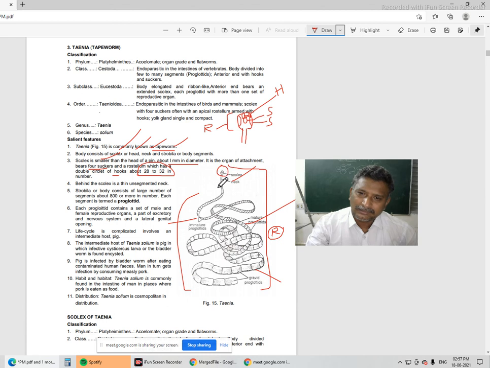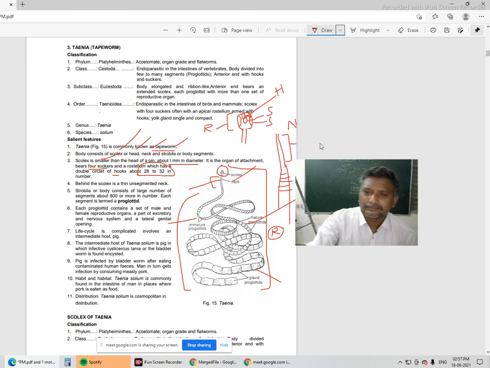Behind the hooks it is unsegmented. Here no segment. Simply the structure is like this. Behind it the structure will be like this. That is, the segmented structure is there, but here is no segment. That is now known as the neck.